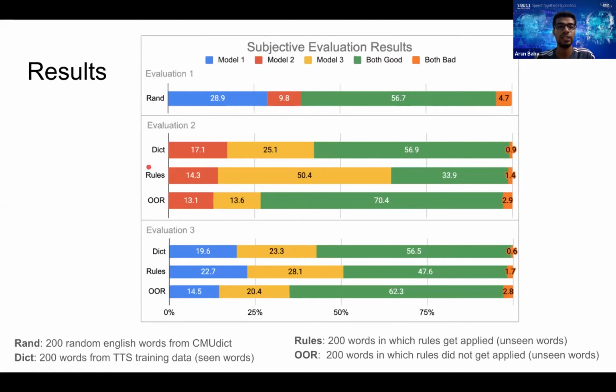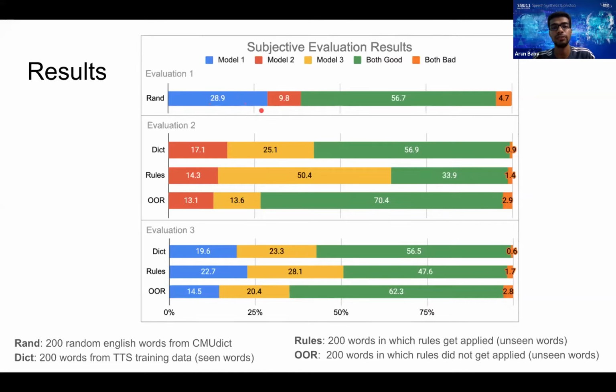So yeah, here are the results of all our evaluation. The first one is the comparison of model 1 versus model 2. Here, the only change we have done is we have moved to a reduced font set. This is the result of a preference test. In evaluation 1, you can see that model 2 is performing worse compared to model 1, which had more fonts.